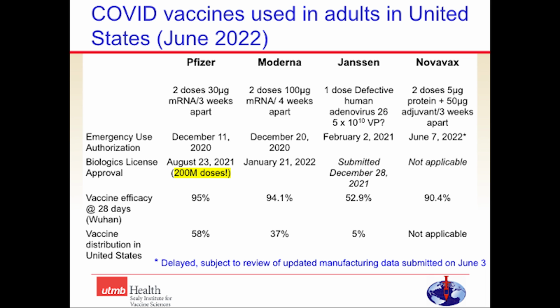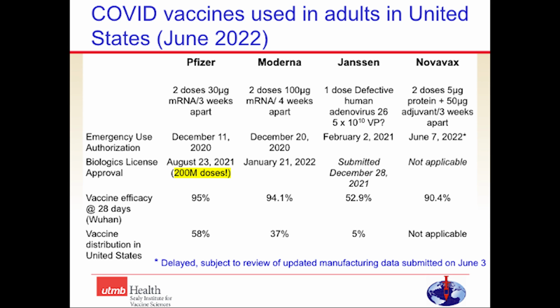So if we do a quick comparison of the vaccines approved in the United States as of this month, we have the Pfizer 2 doses 30 micrograms of messenger RNA. We have Moderna 2 doses 100 micrograms of messenger RNA. Janssen is 1 dose, the effective human adenovirus 26. I believe it's 5 by 10 to the 10 virus particles, but the FDA documentation doesn't explicitly say that. Novavax is the 5 micrograms of protein with 50 micrograms of adjuvant.